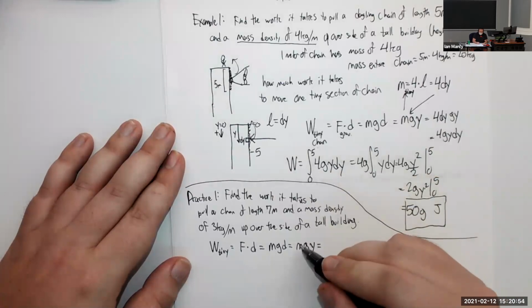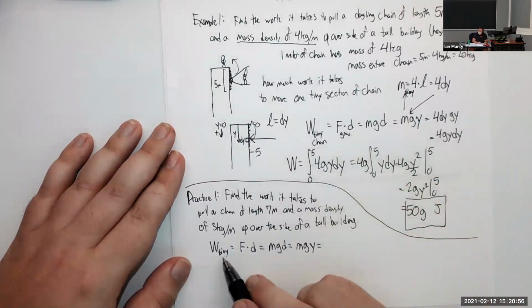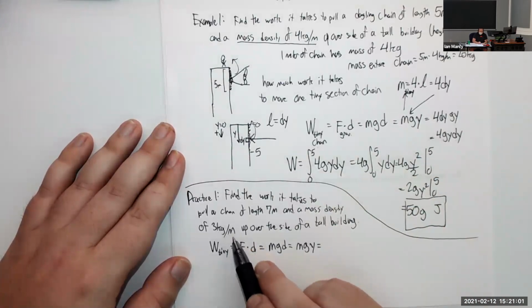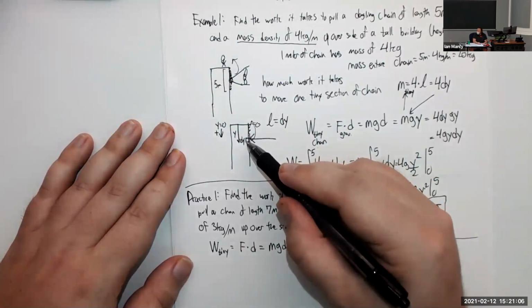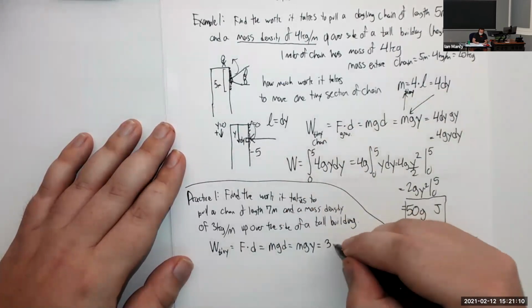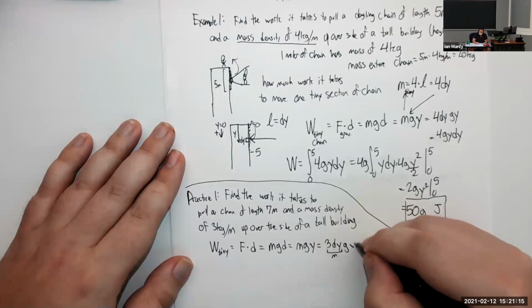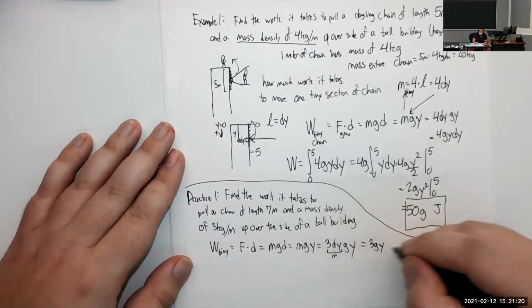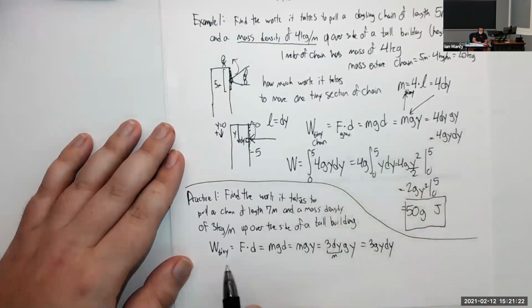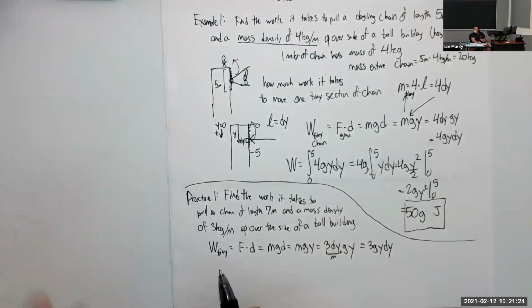And then finally, this is the strange part. Remember, the mass of our tiny length of chain is going to be 3 kilograms per meter times how many meters the chain is. Well, how many meters is this tiny piece of chain? It's going to be dy. So we're going to have 3 dy. That's the same thing as m. And we're going to have gy. And then if we rearrange this to a nicer order, we have 3gy dy. And that's the amount of work it takes to move up a tiny amount of chain.